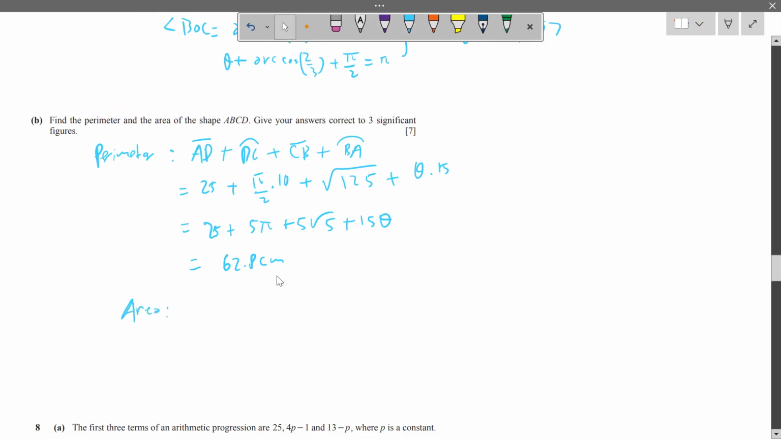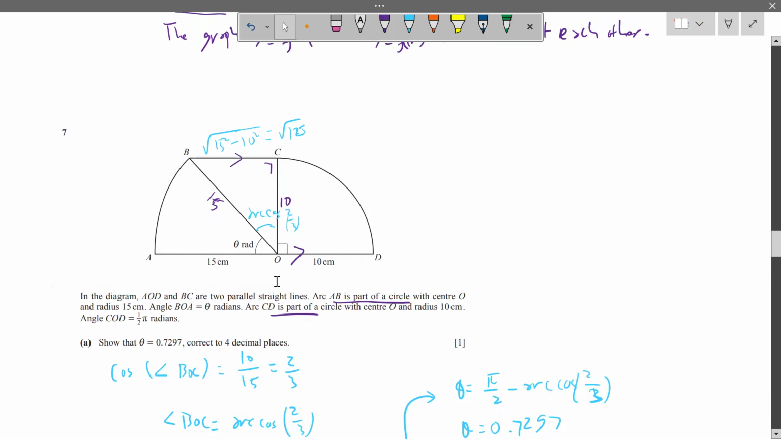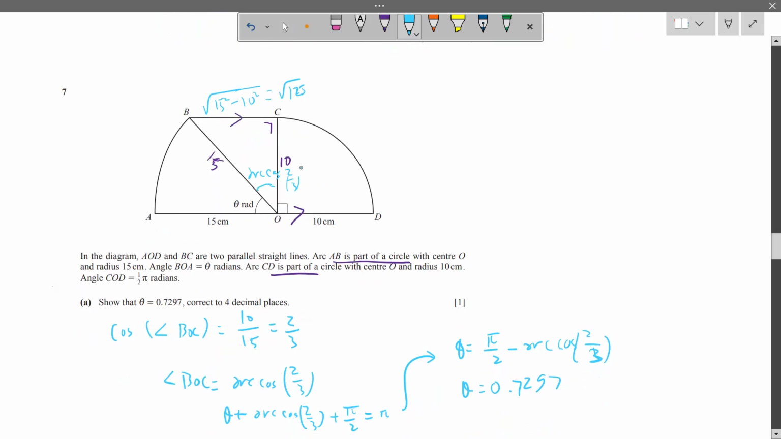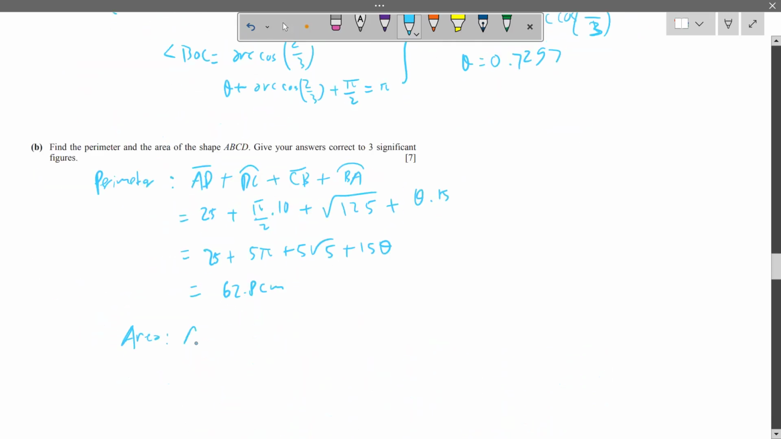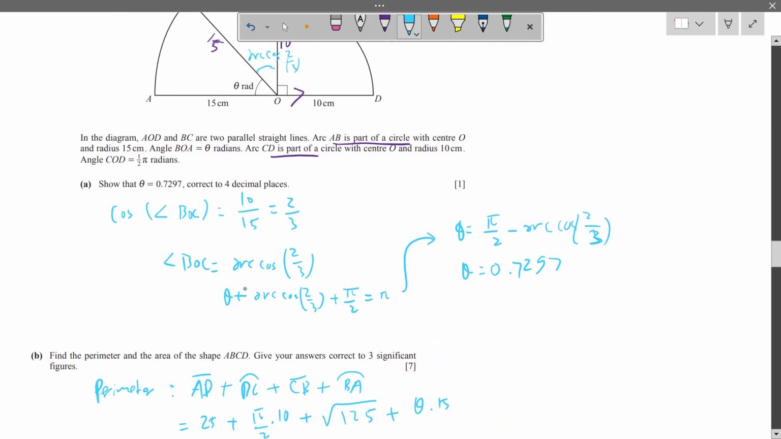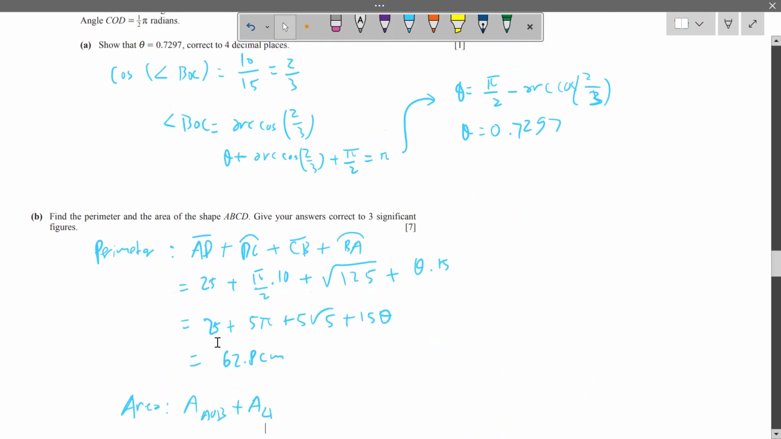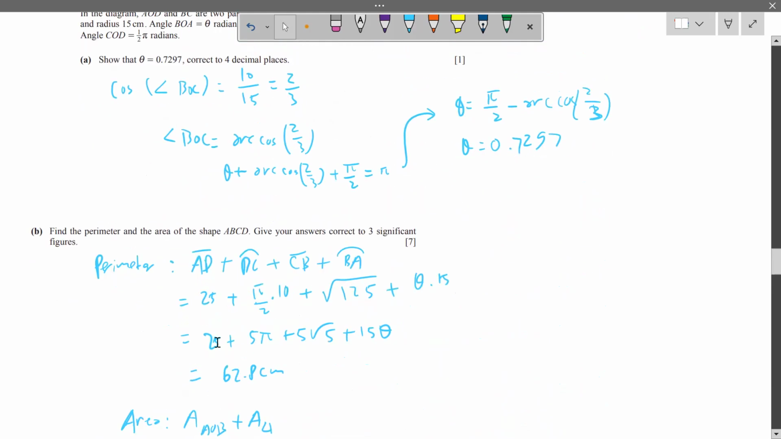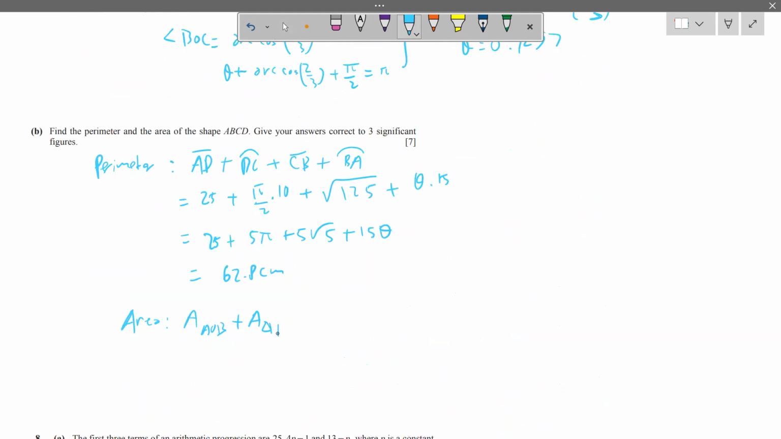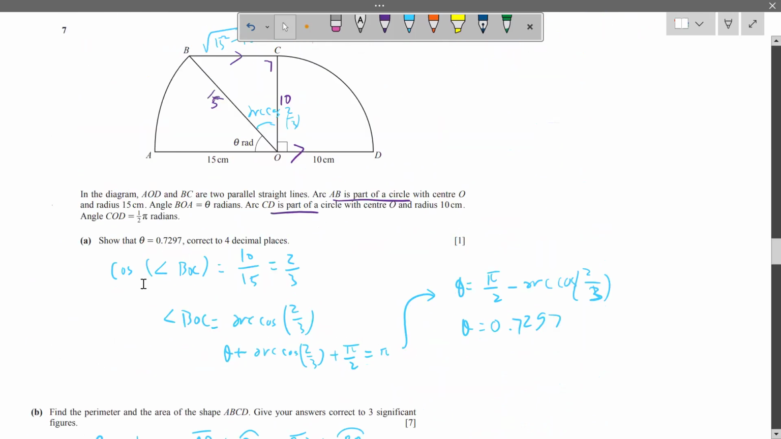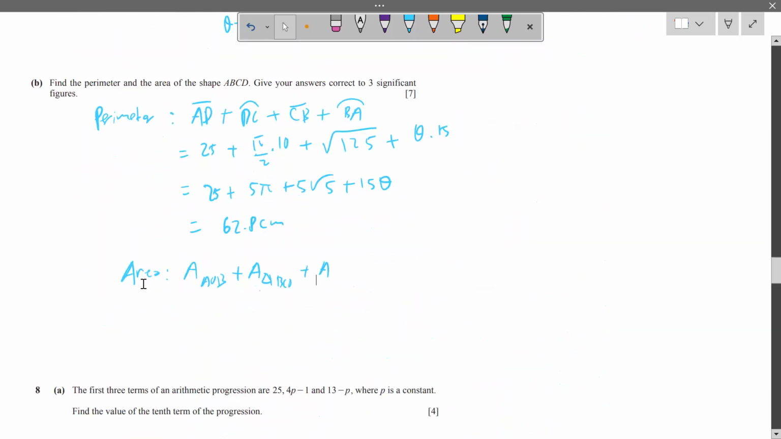What about the area? For the area, you have to find the area of each shape that makes up this entire shape. So you have the area of the sector AOB, plus the area of the triangle BCO, and then the area of COD.